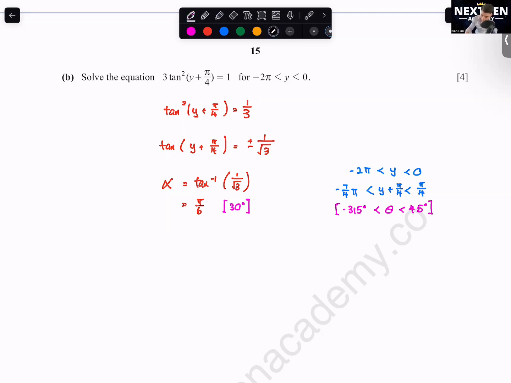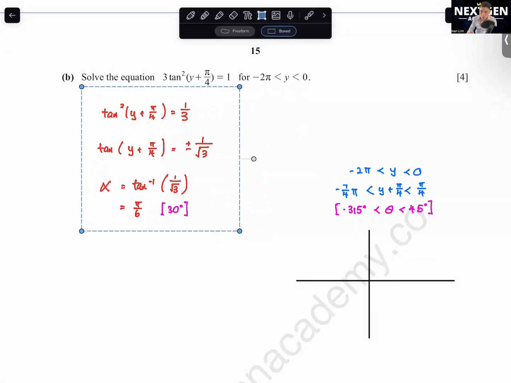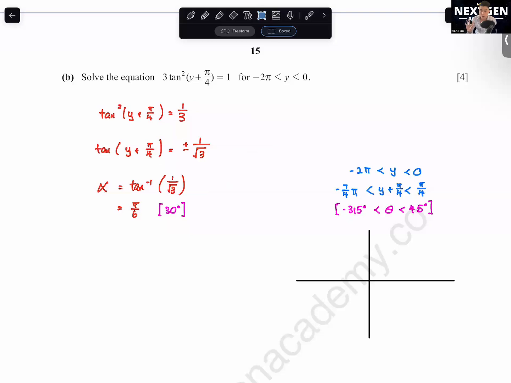Now, what do we do for this? You're going to do ASTC. In this case, got tangent is plus and minus, right? So that means you're going to use all 4 quadrants, right? When it's plus and minus, all 4 quadrants. So the angle is here, okay, 30, 30, 30, and 30, or pi over 6. So this is my alpha.